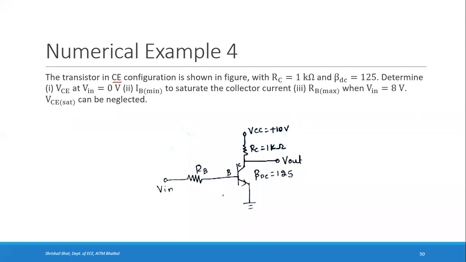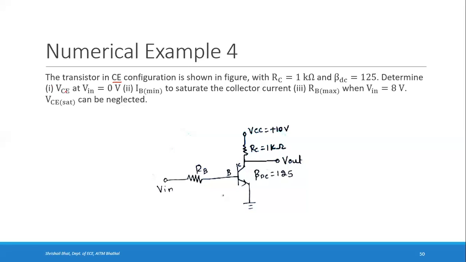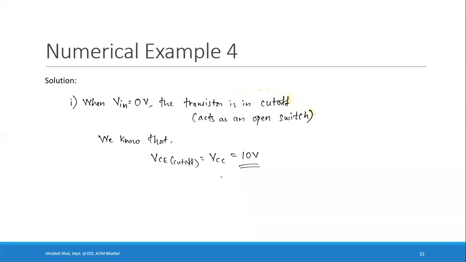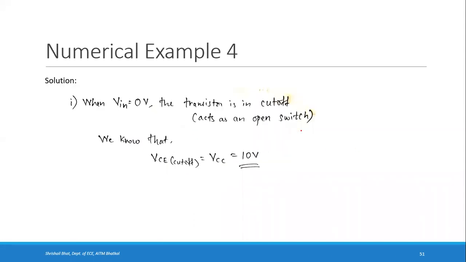So how to proceed? First, at Vin equal to 0 volts, you are asked to find VCE. You know that in switching applications, when Vin is 0 volts, the transistor is in cutoff, that is, it acts as an open switch. So in cutoff, what is the value of VCE? VCE cutoff is equal to VCC. It is given that VCC is 10 volts, so VCE cutoff is equal to 10 volts. This is the first part of the question.